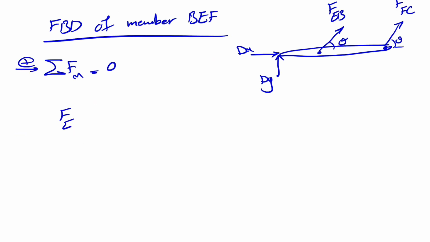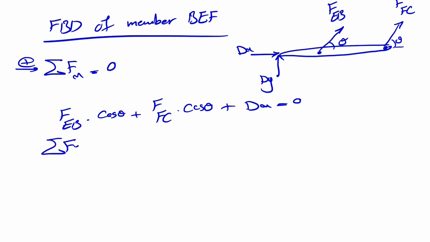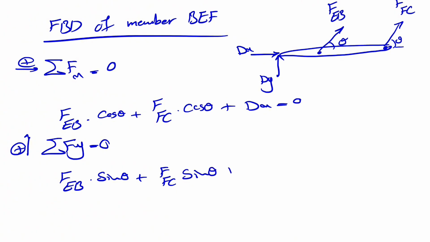Basically we have FEB cosine of theta plus FFC cosine of theta plus dx is equal to 0. And if we do the same thing for y, sum of all forces in the y direction equal to 0. Basically we have FEB this time sine of theta plus FFC sine of theta plus dy is equal to 0.